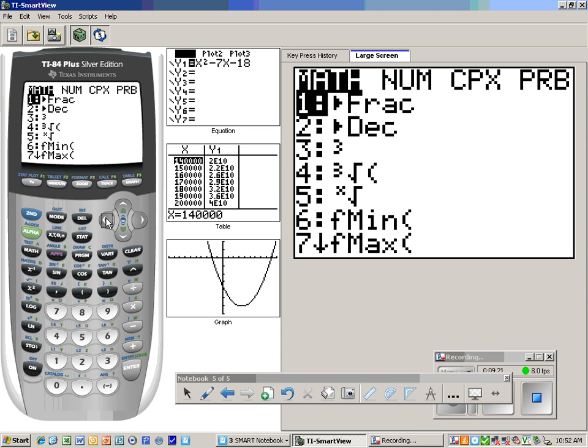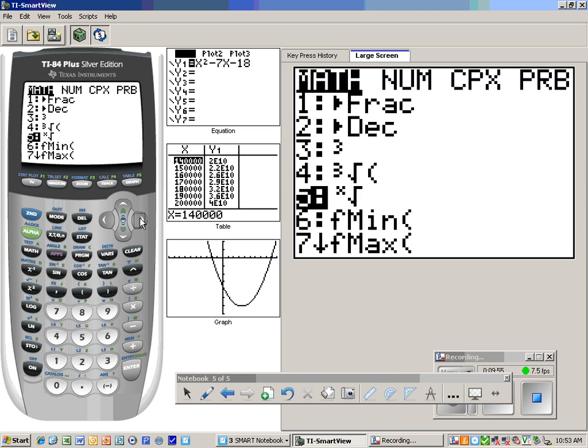In the Math menu, you might find the first 5 functions useful. The first converts a decimal to a fraction, if the decimal is a rational number. The second does the opposite. It converts a fraction to a decimal, but the calculator does that naturally anyway. The third is the cube function, also known as the third power. The fourth one is the cube root, or the third root. And the fifth one is the xth root function.